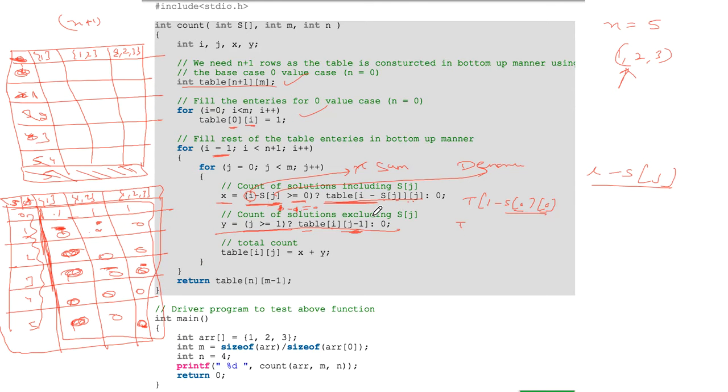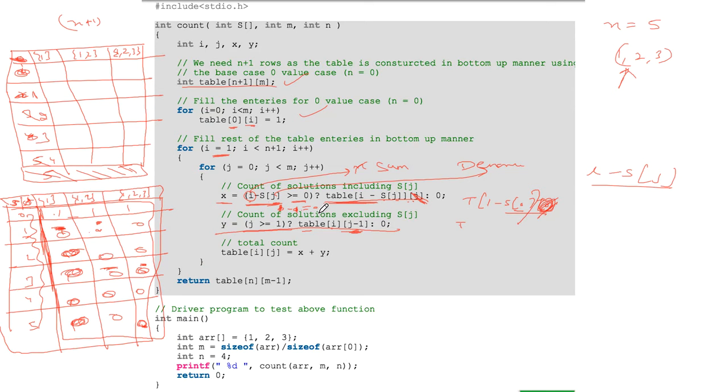No, sorry. This is what it is trying to take: table of i minus s of j. This is wrong now.